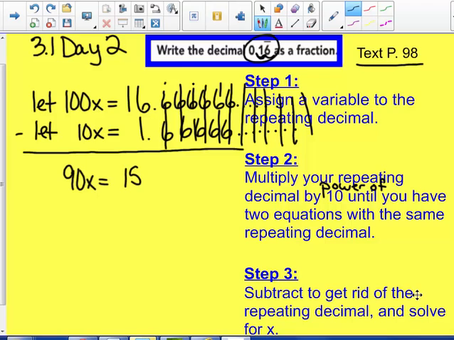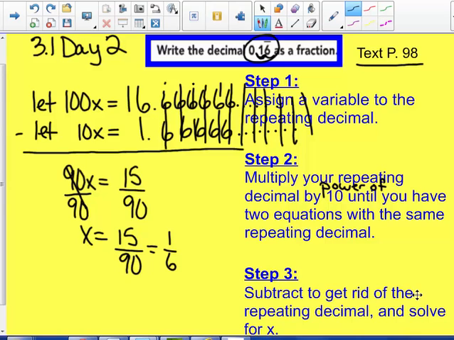So now all the repeating part is gone, and I have 16 minus 1, which is 15. My goal is to get what is this decimal as a fraction. Well, I have 90x's equals 15. Well, that's not helpful. I'm going to divide by 90, and I get x equals 15/90ths. Hey, that's a fraction, but it's not in lowest terms. So if I divide both of these by 15, I get 1/6.